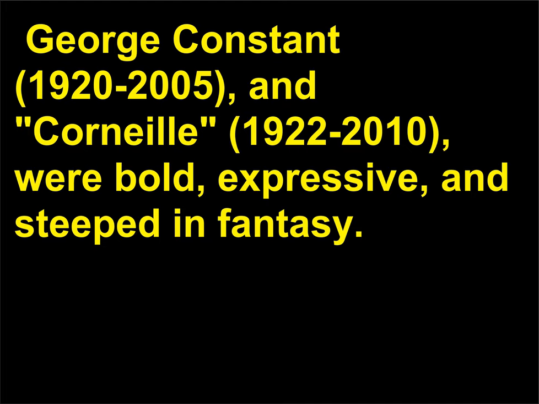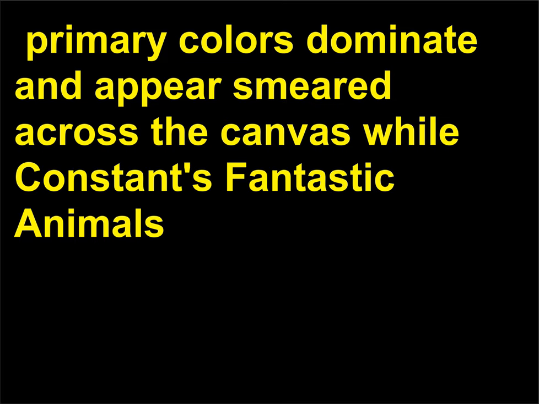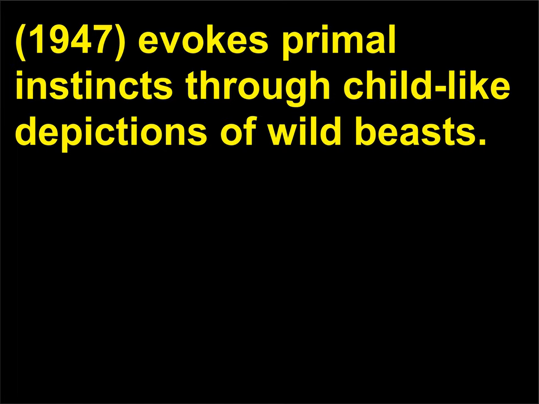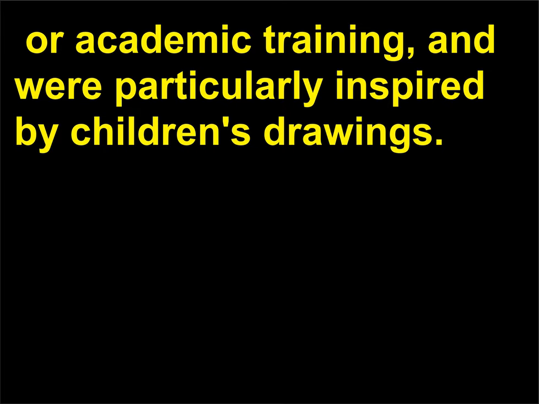In Jorn's painting In the Beginning Was the Image, 1965-1966, primary colors dominate and appear smeared across the canvas, while Constant's Fantastic Animals, 1947, evokes primal instincts through childlike depictions of wild beasts. Cobra members also valued the art of all people, regardless of background, social class, or academic training, and were particularly inspired by children's drawings.